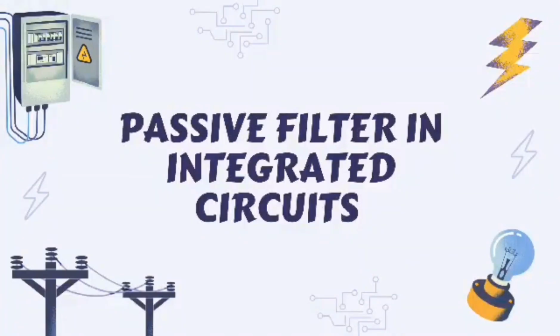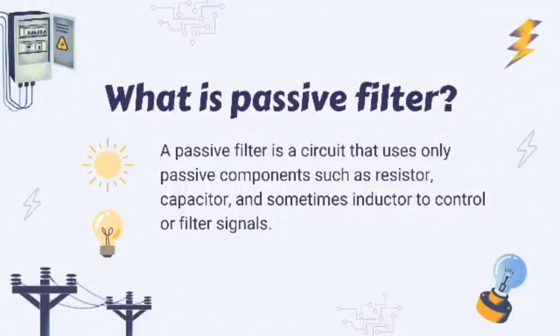Good day everyone. Today I will be discussing passive filters and integrated circuits. These are important because they help control signals in electronic devices like radios, audio systems, and communication circuits. First, let's define what a passive filter is.